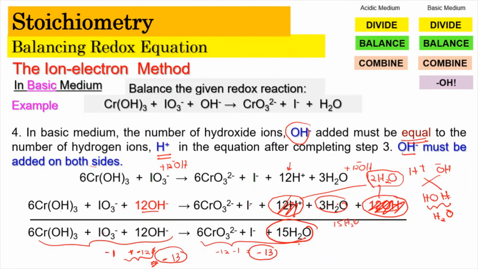Okay, and as for the summary, remember in acidic medium, we do divide, balance, and combine. In basic medium, you have divide, balance, combine with an additional step, O. So it's going to be DBCO.